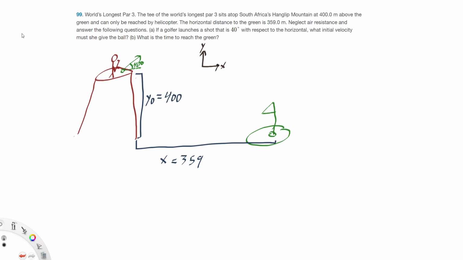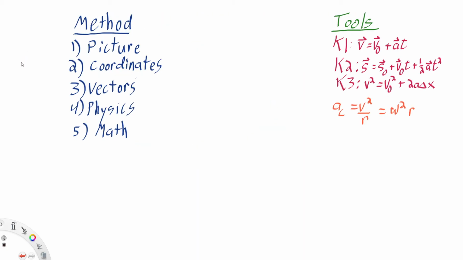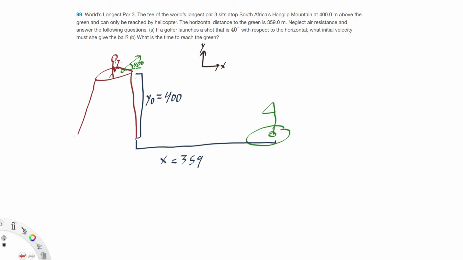And as a reminder, here's our method. We start by drawing a picture. We specify the coordinates we're going to use. We break down any vectors that need broken down. And then we grab this in our toolbox to see what physics we can bring to bear on this problem. So we've done step 1 and 2, drawn a picture, specified coordinates. Let's write down all our quantities as vectors before we go any further.